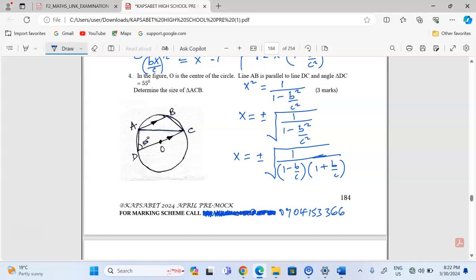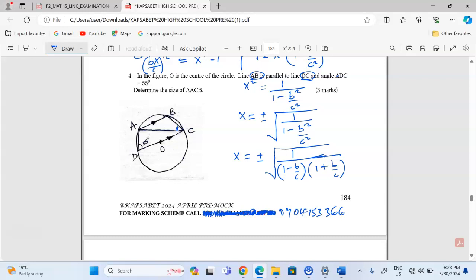In number 4, we are told that in the figure below, O is the center of the circle, line AB is parallel to DC, and angle ADC equals 55, just as indicated in the diagram. Determine the size of angle ACB. The angle here is the one in question.